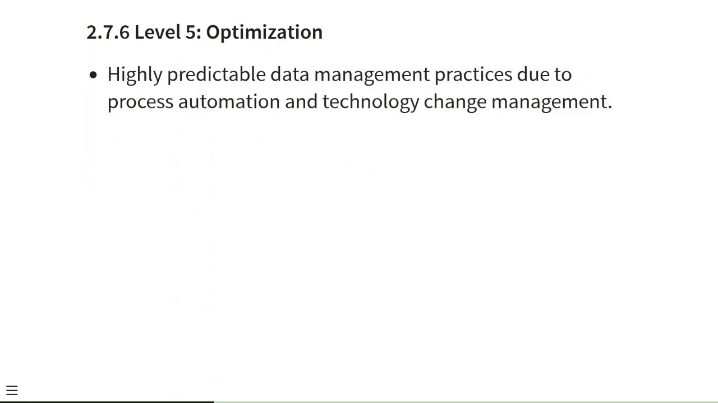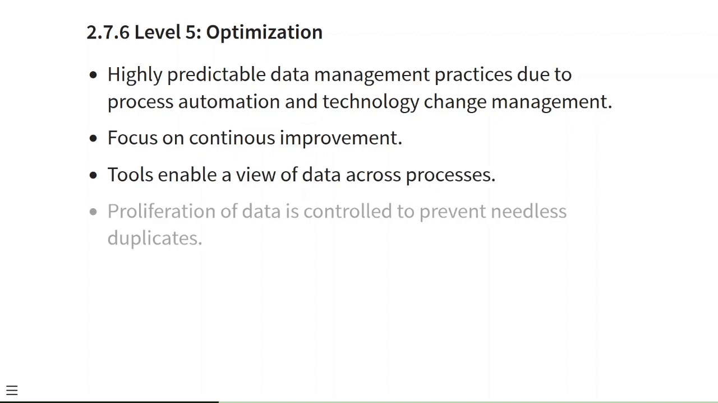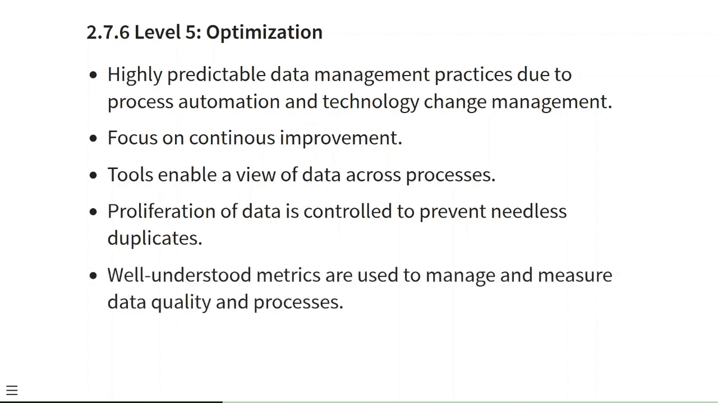Level 5, optimization. Highly predictable data management practices due to process automation and technology change management. Focus on continuous improvement. Tools enable a view of data across processes. Proliferation of data is controlled to prevent needless duplicates. And well understood metrics are used to manage and measure data quality and processes.